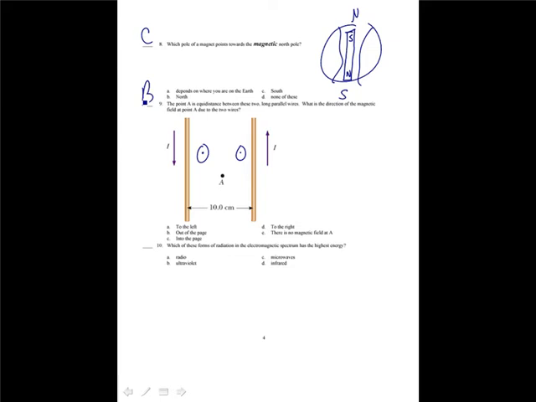Which of the forms of radiation in the electromagnetic spectrum has the highest energy? Well, radio is the lowest energy, so that's not it. Microwaves is the next lowest energy, followed by infrared, which is the next. So ultraviolet, which is just slightly higher energy than visible radiation, is the answer. That's B, ultraviolet.